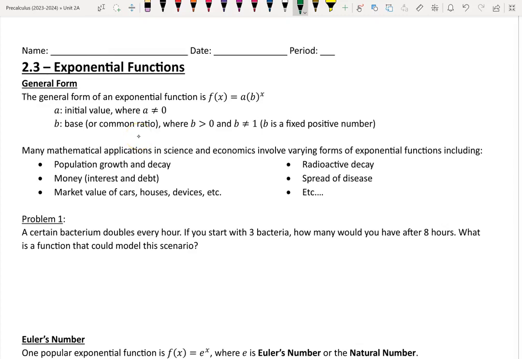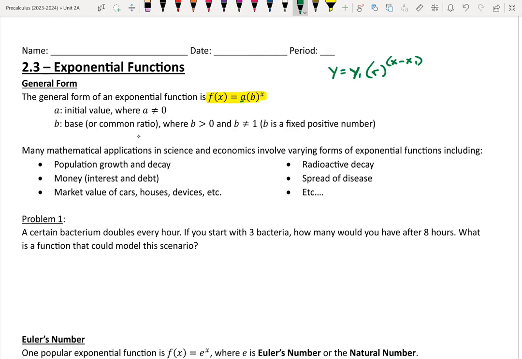Alright, in this video we're going to be looking at 2.3 exponential functions. So we have the general form of an exponential function is given here as f of x equals a times b to the x. Now that looks a little bit different from the exponential form that we're using in our previous lessons. And just as a reminder, that exponential form is y equals y sub 1 times our common ratio r to the x minus x sub 1 power. But I want to show you that these two are actually the same thing.